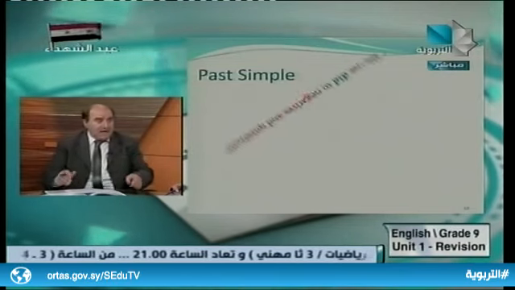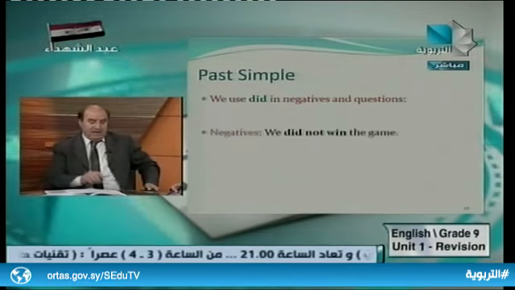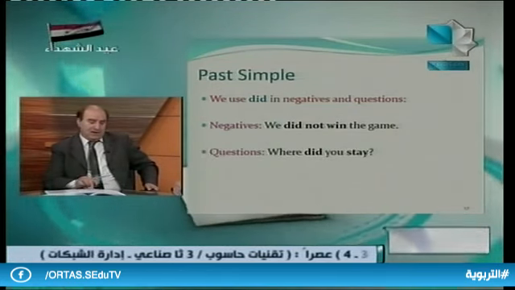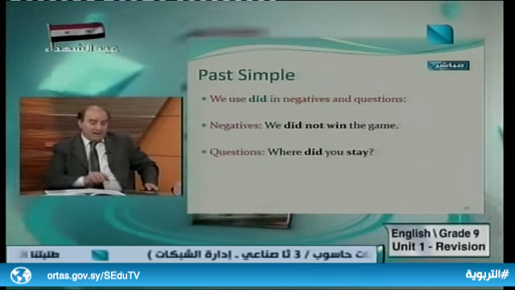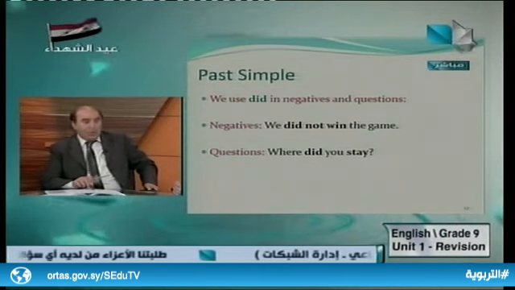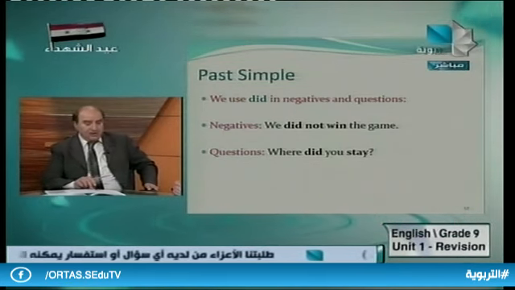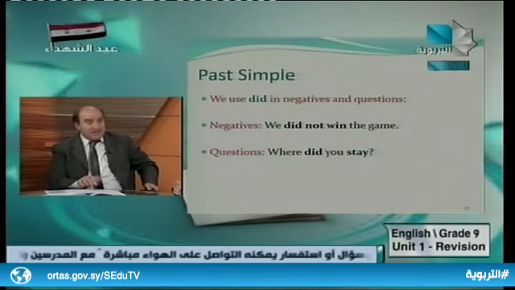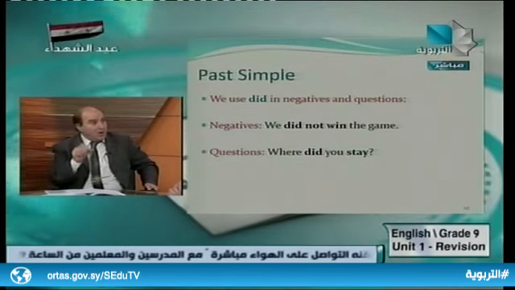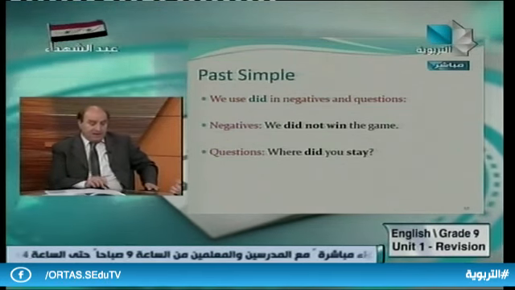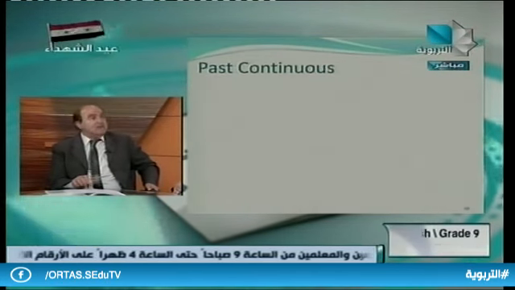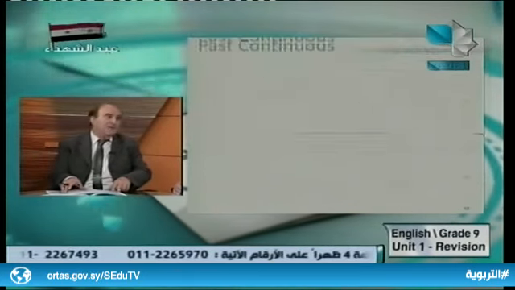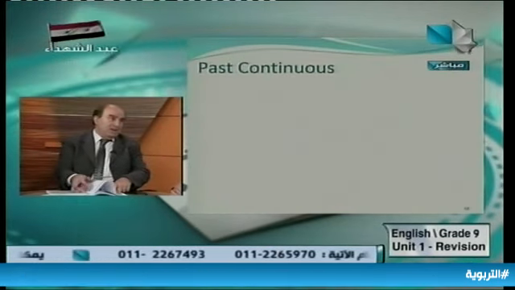Also, for questions and negatives, we use did and didn't. Negatives: we did not win the game. This is for the negative. We use did not plus the verb in the zero form, the infinitive. Questions: where did you stay? This is about simple questions in the simple past.